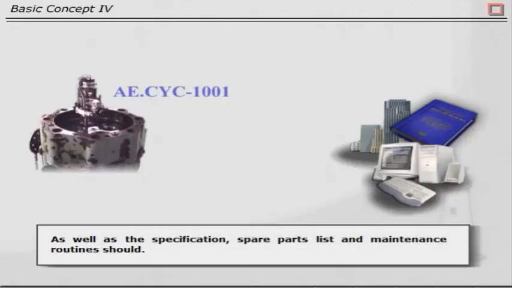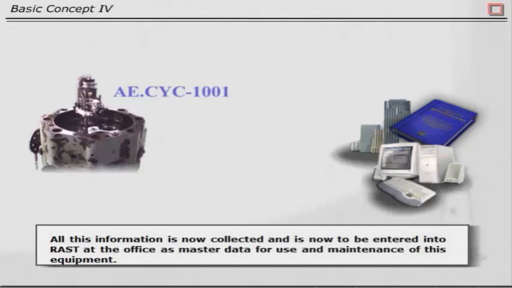As well as the specification, spare parts list and maintenance routines should. All this information is now collected and is now to be entered into RAST at the office as master data for use and maintenance of this equipment.